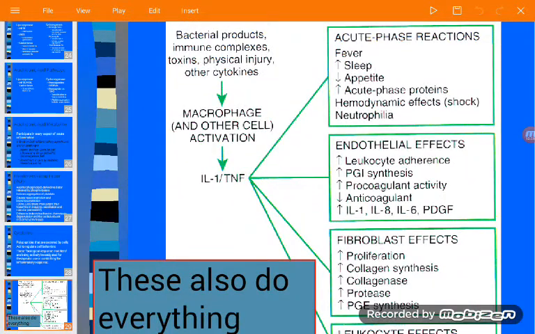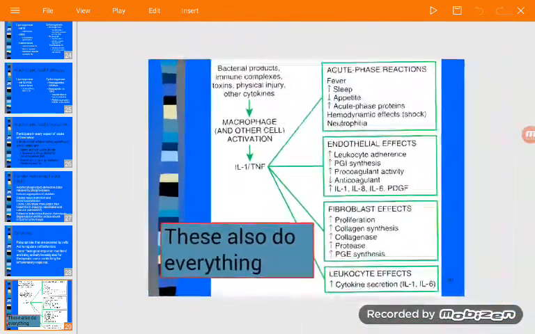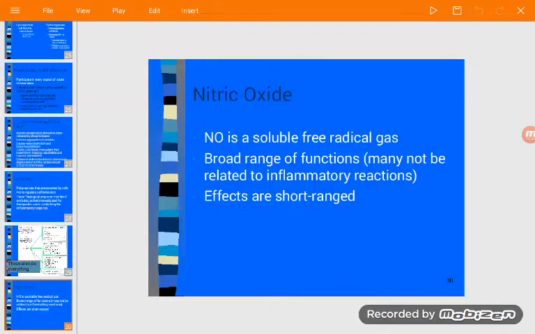On the endothelium, they lead to overexpression of adhesion molecules for leukocytes. On fibroblasts, they lead to fibrin synthesis or collagen synthesis and fibrosis. Also, they activate leukocytes. There is another mediator, which is nitric oxide. Nitric oxide also has a vasodilator effect, and it is secreted in inflammation and also during normal processes. Nitric oxide also prevents platelet aggregation.